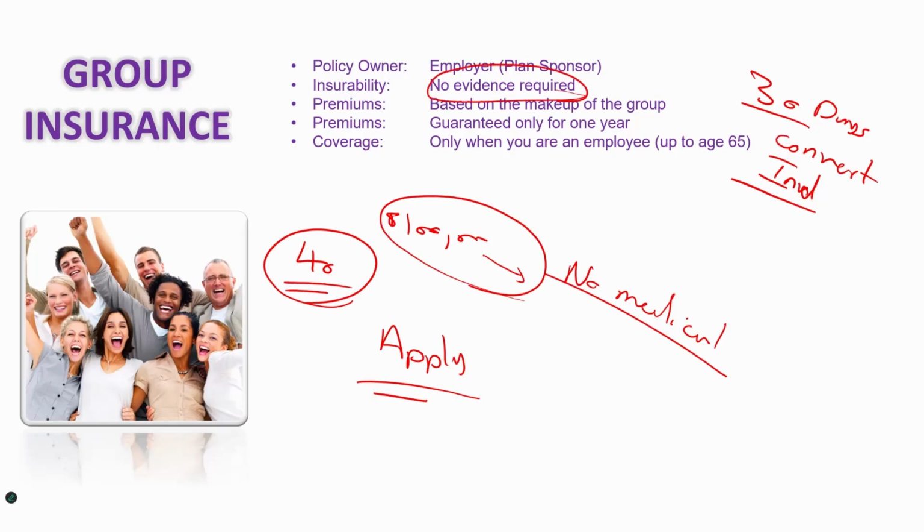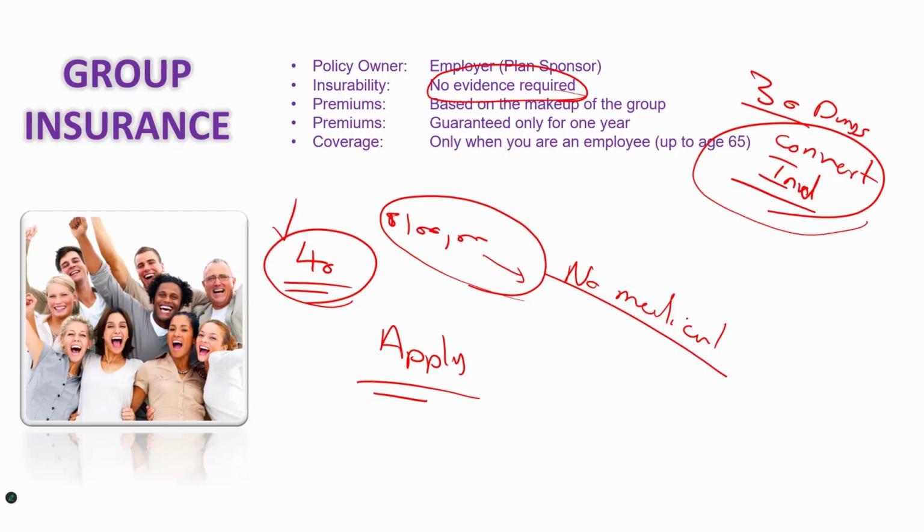And now they're converting it again to an individual policy, which needs no medical underwriting as well. So again, it's going to be completely risky, so it's going to be really expensive. So only if this 40-year-old has major health issues, or probably is going to even get a worse rate if they apply individually, then we recommend to convert your group coverage to an individual policy.